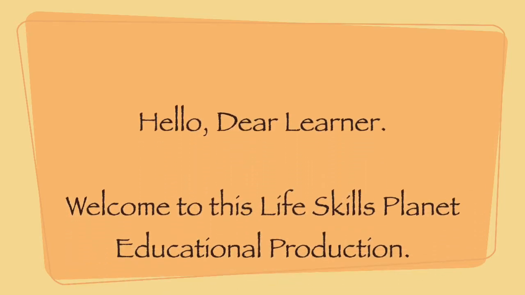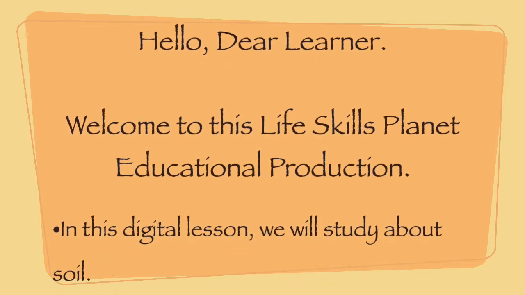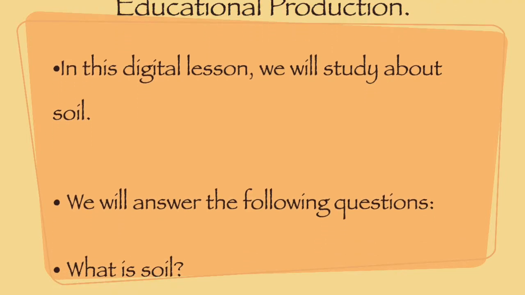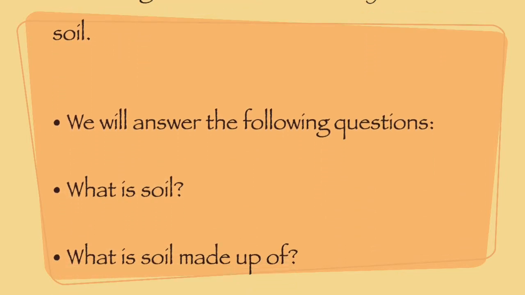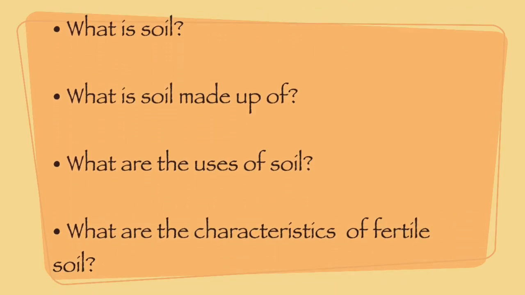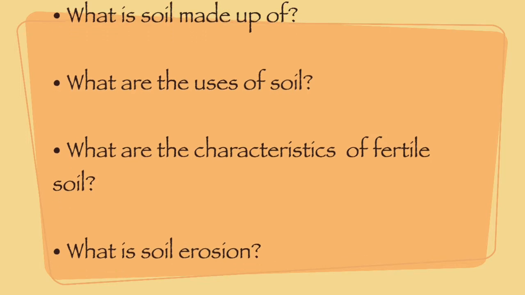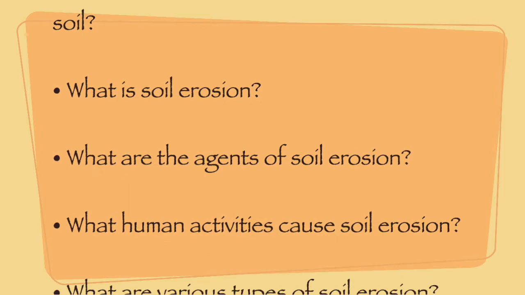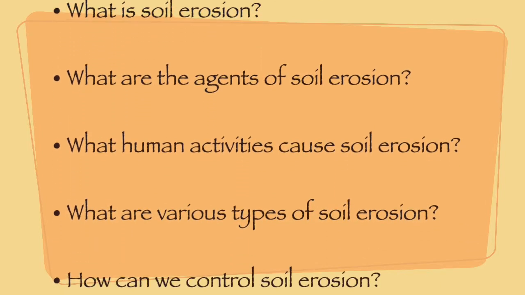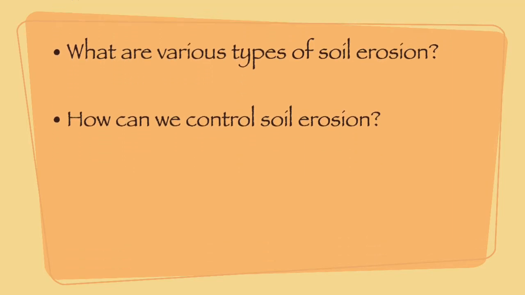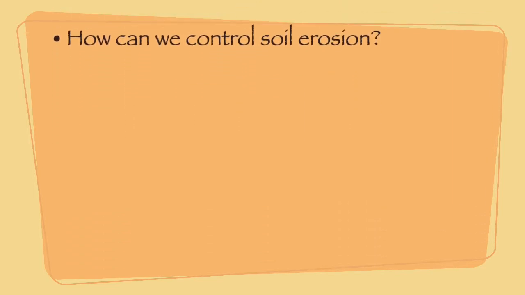In this digital lesson, we will study about soil. We will answer the following questions. 1. What is soil? 2. What is soil made up of? 3. What are the uses of soil? 4. What are the characteristics of fertile soil? 5. What is soil erosion? 6. What are the agents of soil erosion? 7. What human activities cause soil erosion? 8. What are various types of soil erosion? And 9. How can we control soil erosion?